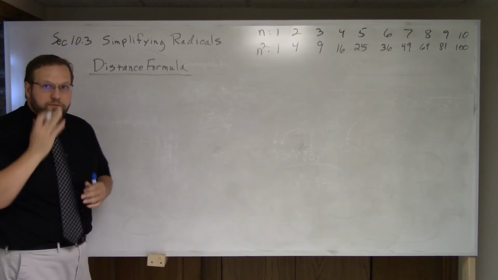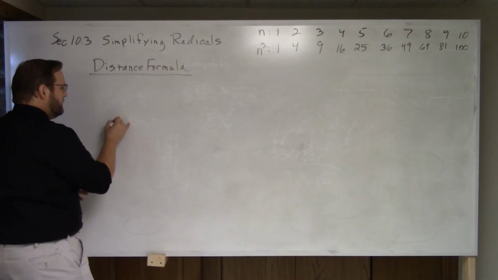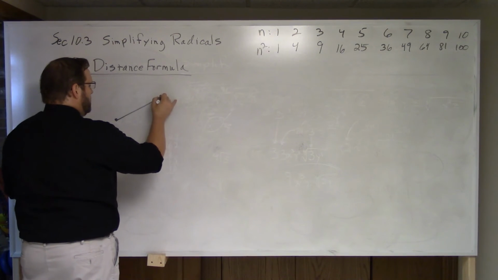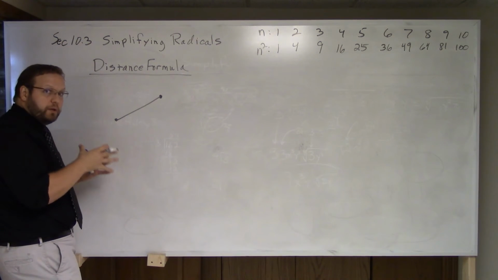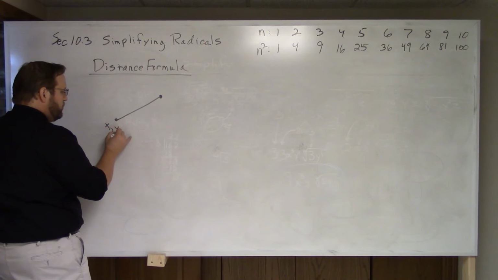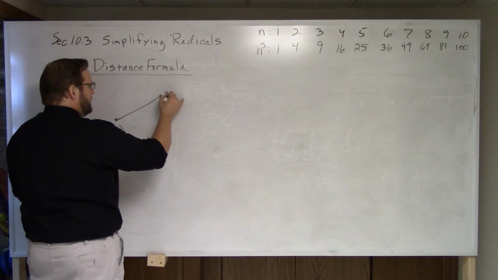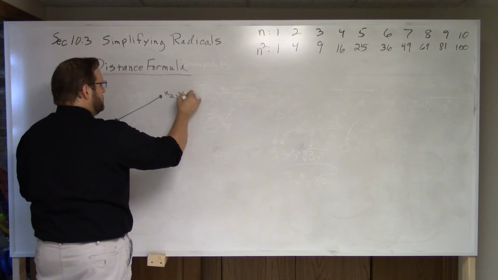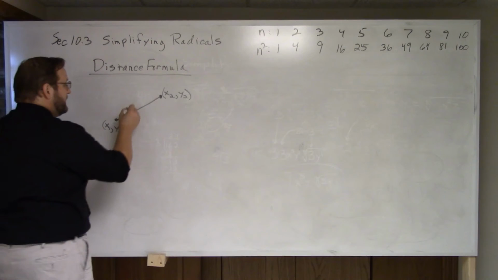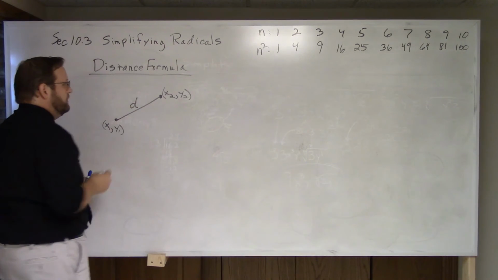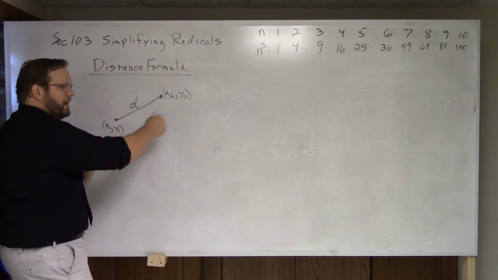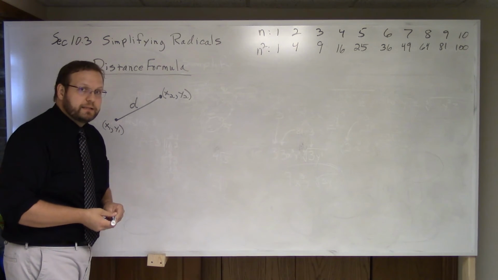Now, what the distance formula is used for is, let's say we have 2 points, and I'm talking about points on a coordinate grid that have ordered pairs x1, y1 and x2, y2. Okay? I want to find the distance between those 2 points. Okay? Now, I don't want to just take a ruler out and measure. I want to be able to calculate that distance.